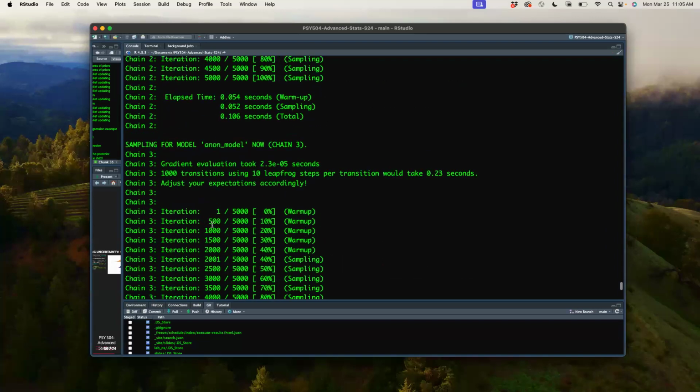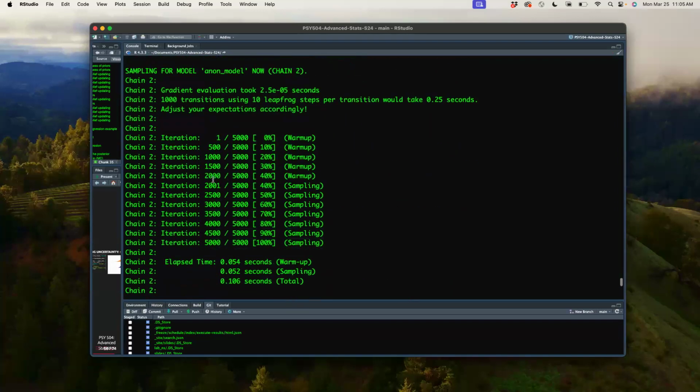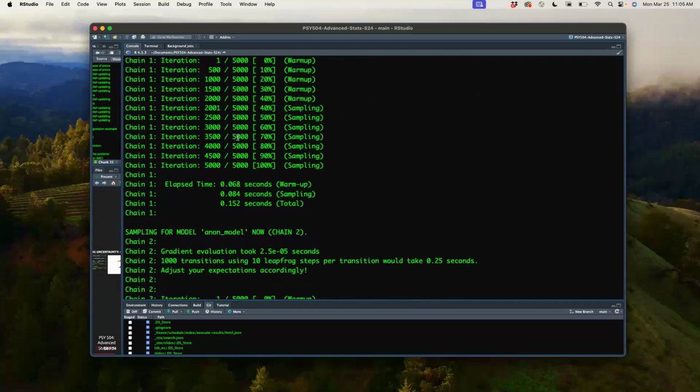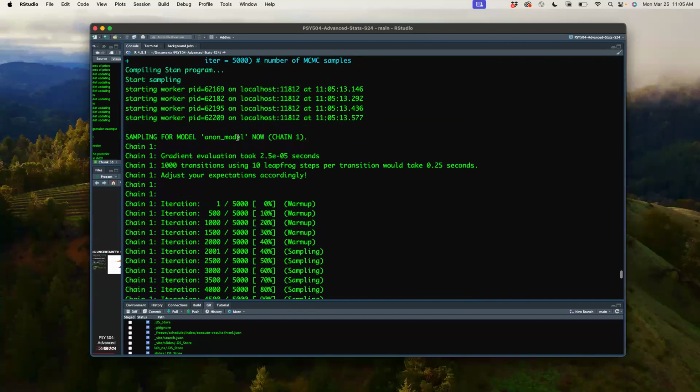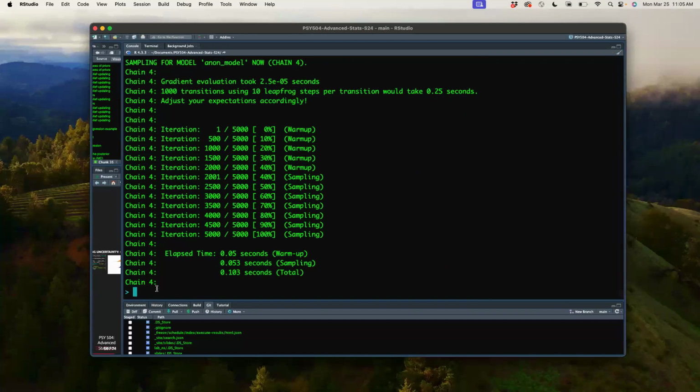All right, so we've run our models here. We can see that there's 4 chains, right? And each chain is going to run 5,000 iterations. So let's go ahead and look at our summary report here.